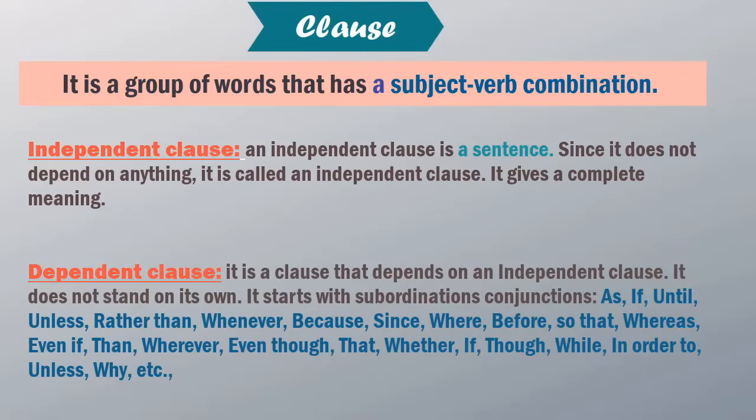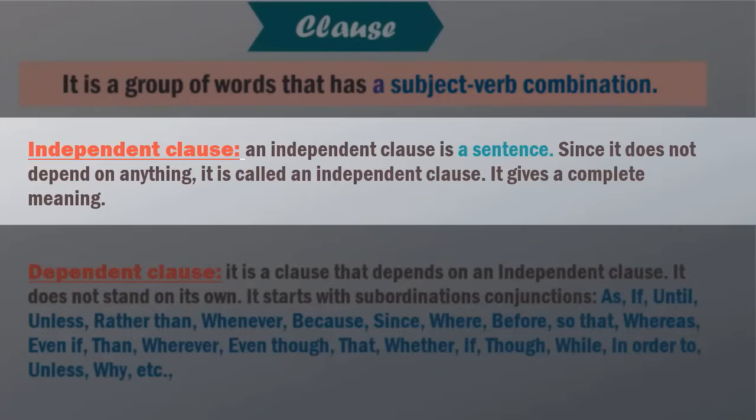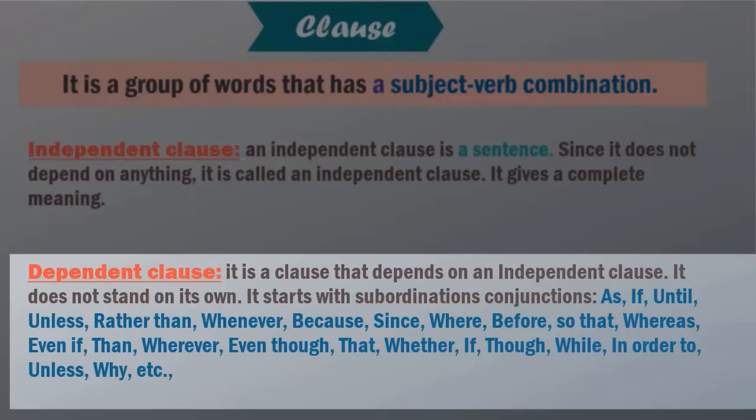What is an independent clause? As the name goes, it is something that is independent. It is not dependent on anything, right? It's a complete sentence. An independent clause, remember guys, is a complete sentence, right? And a dependent clause, as the name goes, is a clause that is dependent on something. And what is that thing? What is that something? It is an independent clause.